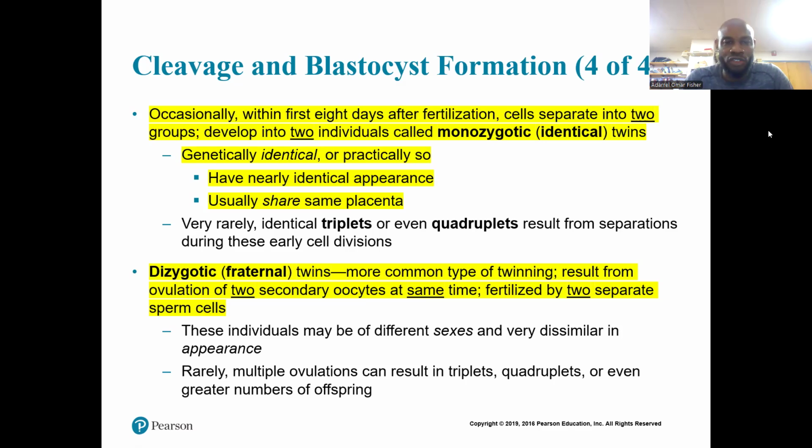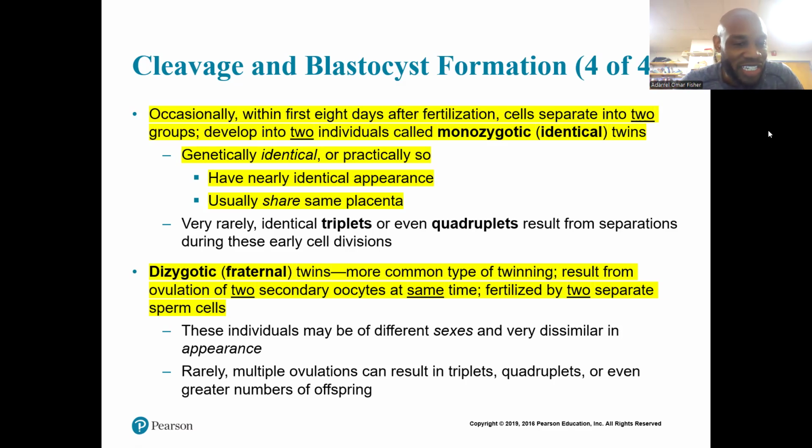Occasionally, within the first 8 days after fertilization, cells separate into two groups and develop into two individuals called monozygotic or identical twins. Cells with the same DNA, same number of chromosomes, divide into two separate groups, twins, genetically identical. Their appearance is going to be similar, and oftentimes they share the same placenta. You could do it again and divide and be triplets or quadruplets.